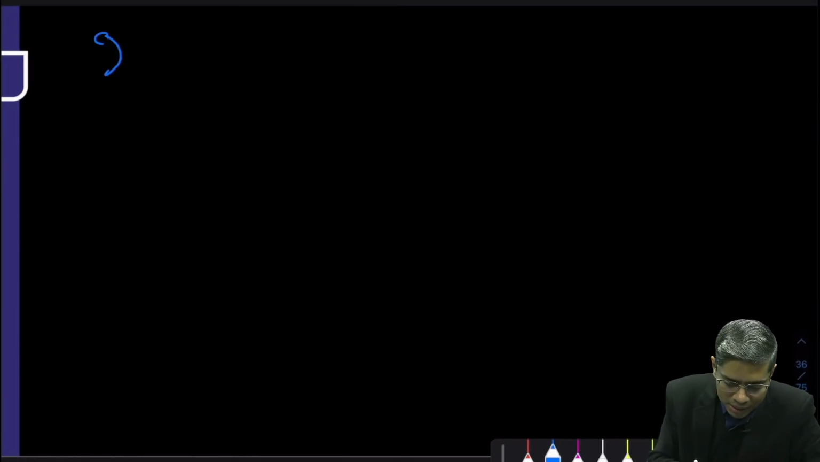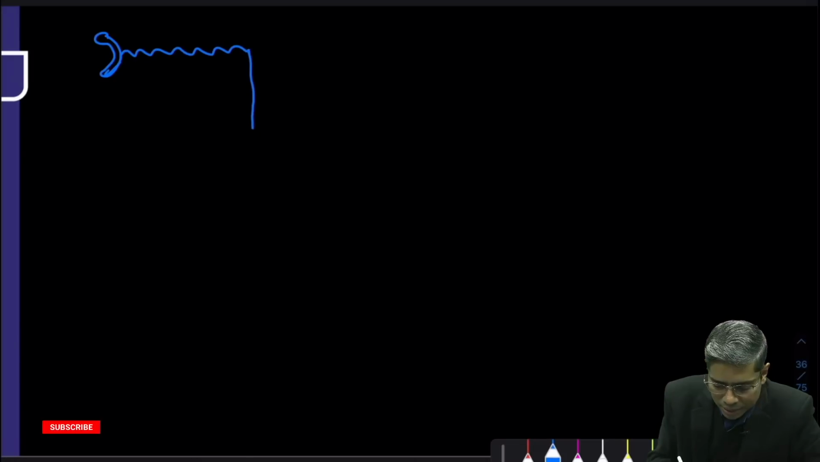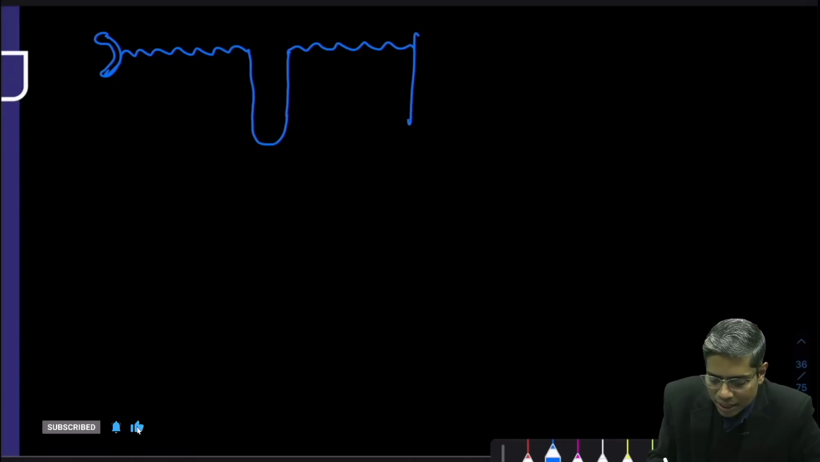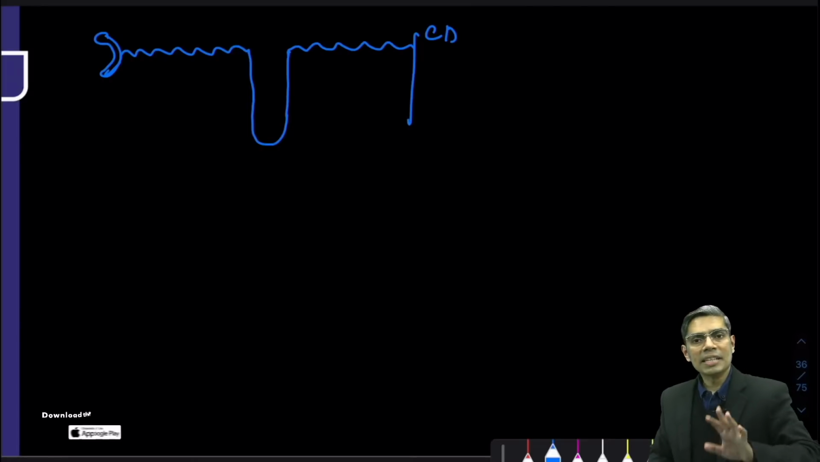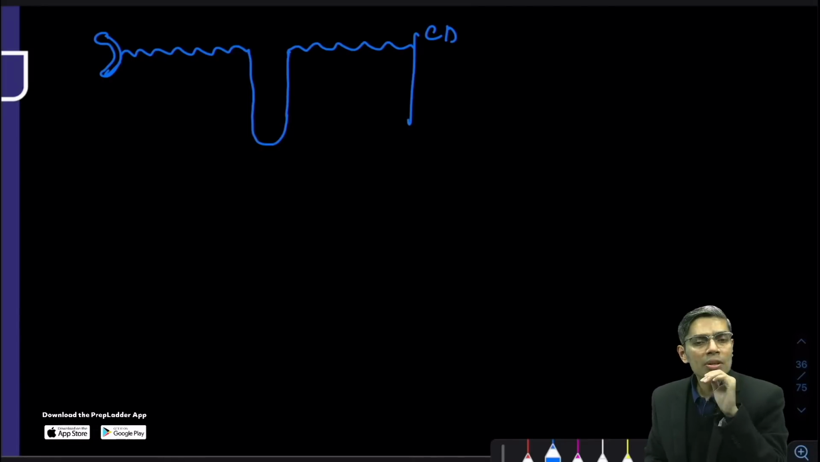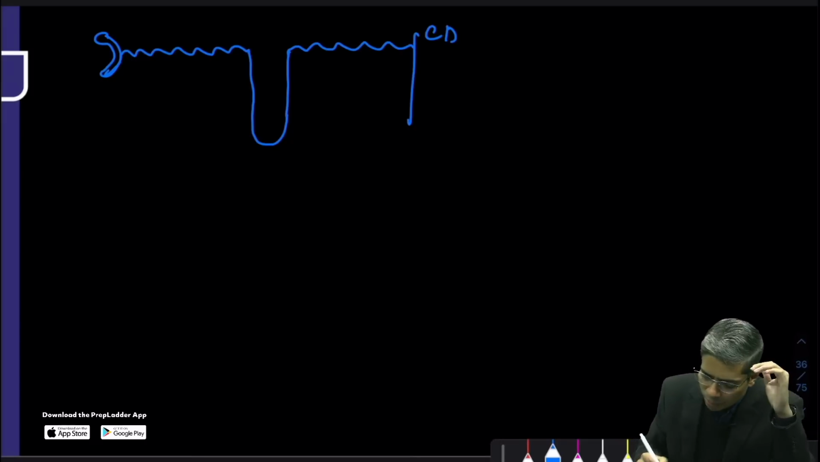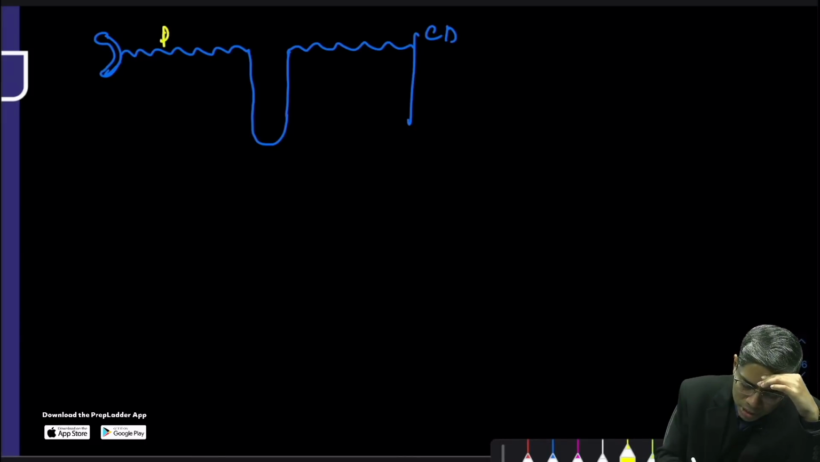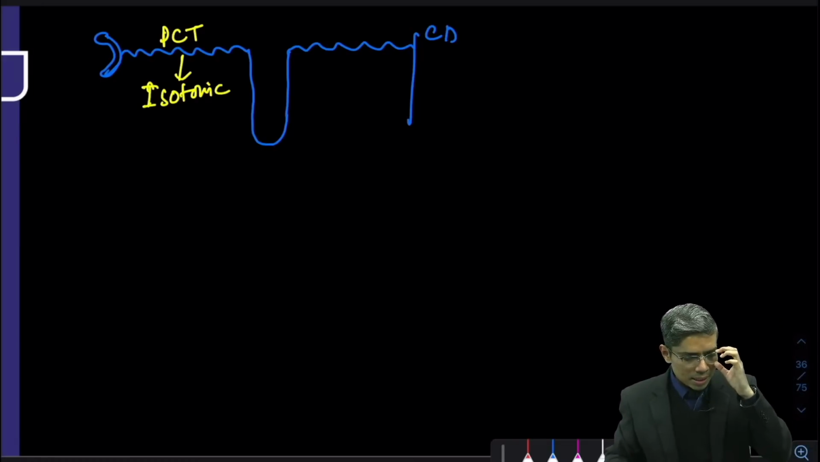So, we know from our basic knowledge that if this is the Bowman's capsule, proximal tubule, then this is the nephron, loop of Henle, and then this is the DCT, and this is the collecting duct. This is a schematic diagram of nephron. What kind of fluid is present at the level of proximal convoluted tubules? It is isotonic.